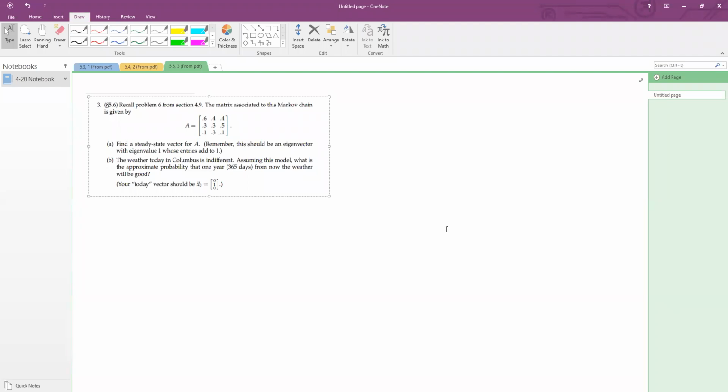All right, now for the last problem here. So we have 3 from 5.6. Okay, so to start off, we are being asked about a steady state vector for A. So what I will say for this one, we know that the steady state vector has to have an eigenvalue of 1, and it also has to have an eigenvector for which the sum of the values is 1.